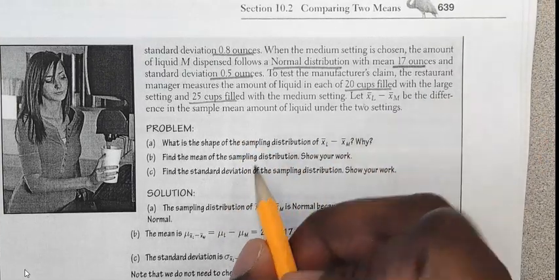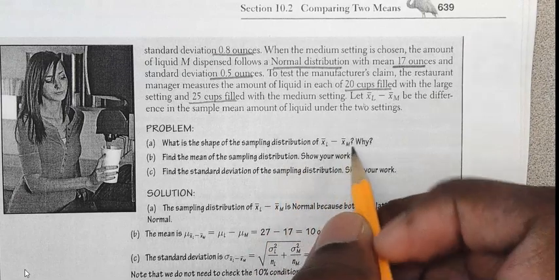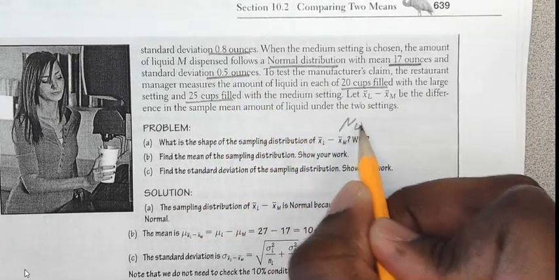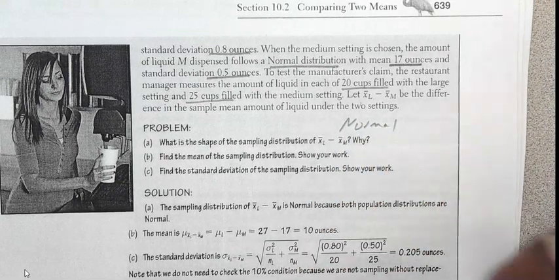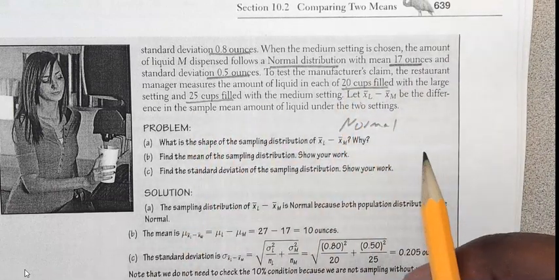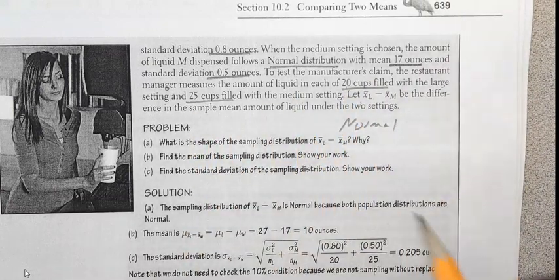So the problem says, what is the shape of the distribution and why? Since they both came from normal distributions, the shape should be normal. And that's the reason why, because they both came from a normal distribution already. Even though they didn't have more than 30 cups, it came from a normal distribution.